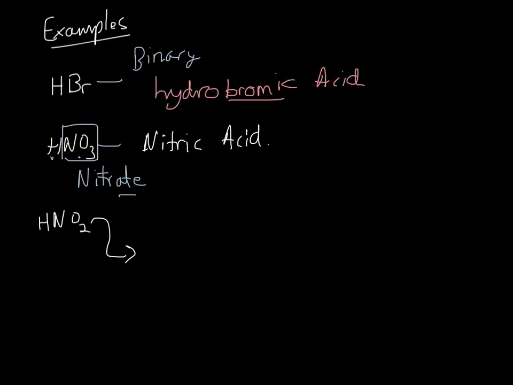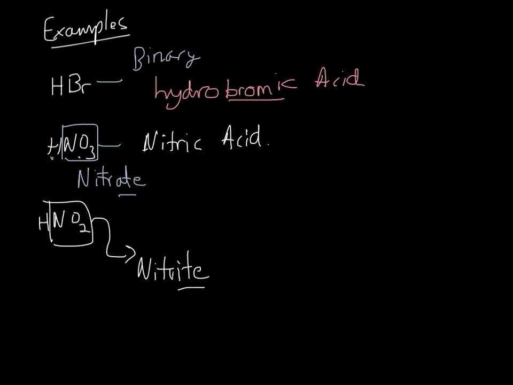We can always tell an -ate from an -ite because an -ite is just going to have 1 less oxygen than an -ate. So this right here is nitrate. Okay, that box right there is nitrate, or not nitrate, I apologize, that's nitric acid or nitrite acid. Okay, nitrite, not nitrate, nitrite, because it has 1 less oxygen.